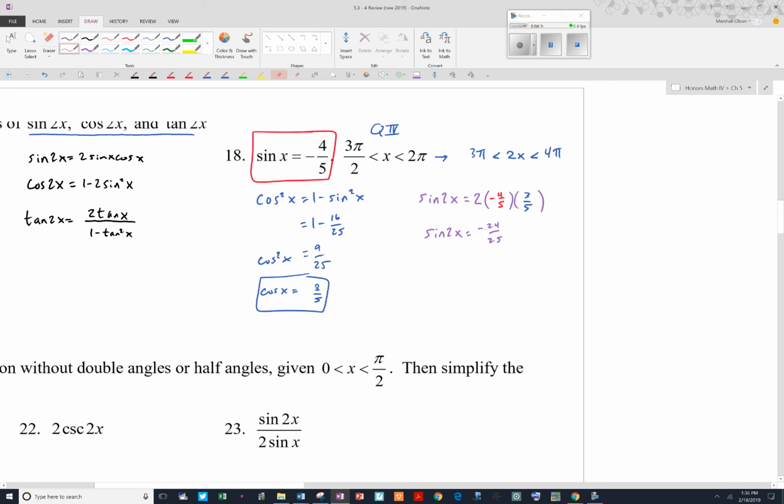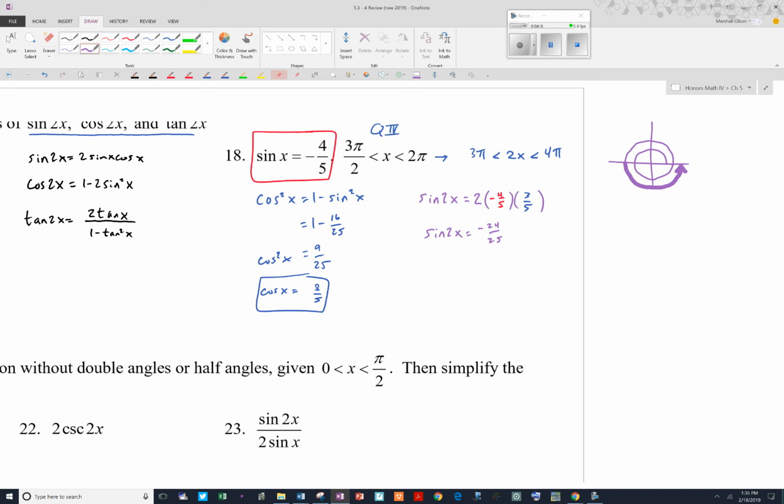Makes sense that sine is negative because between 3 pi and 4 pi, see here, here's 1 pi, there's 2 pi, 3 pi would be right there. Between 3 pi and 4 pi would be this spot right there. So sine has to be negative there.